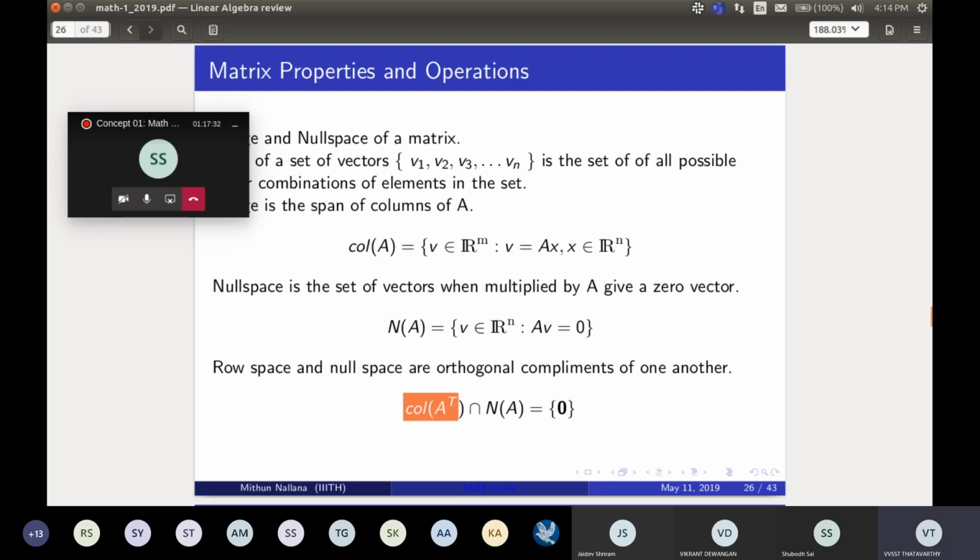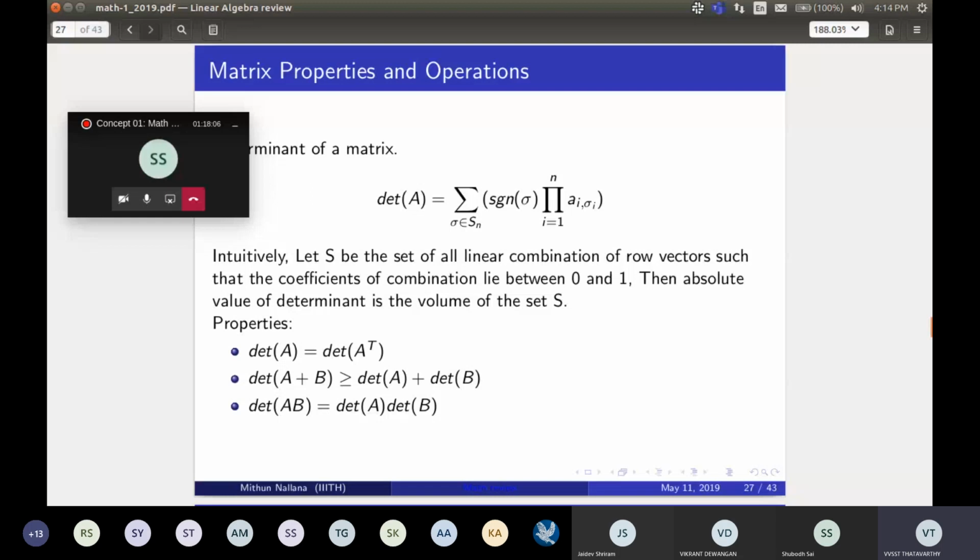And why do we say that the column space of A transpose intersection null space of A equals 0? Because the null space itself is defined in that way. Whenever you multiply A with a vector X, you are actually taking the dot product of each row with the X vector, so it gives you a 0 vector. That means each and every row in the row space is orthogonal to that vector. That is why you say that row space and null space are orthogonal complements of one another.